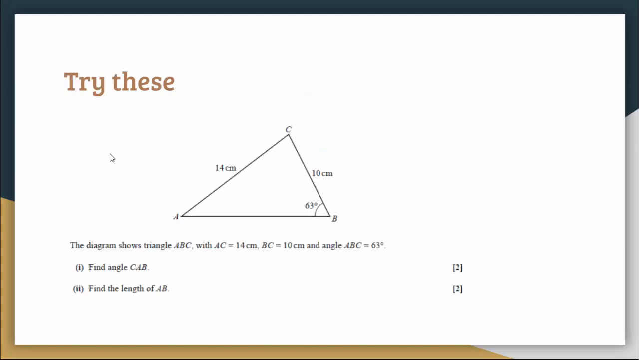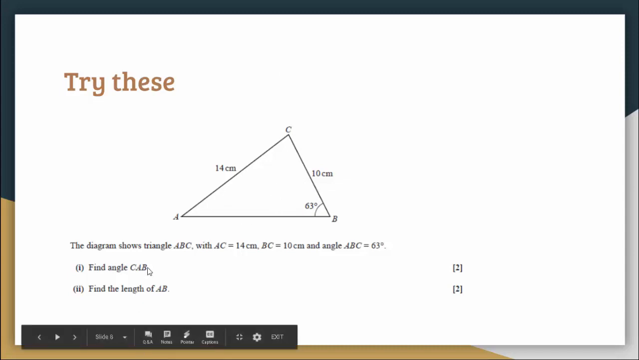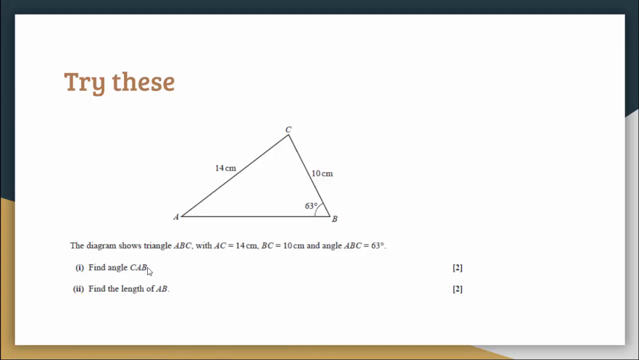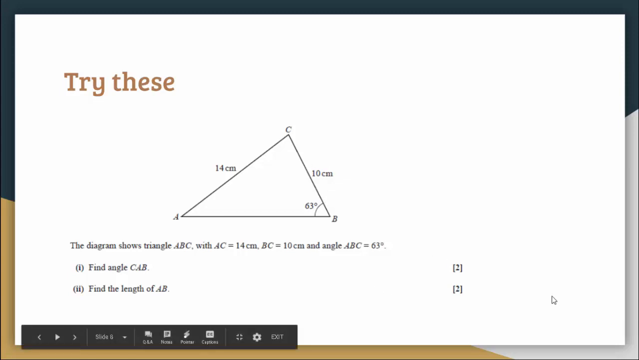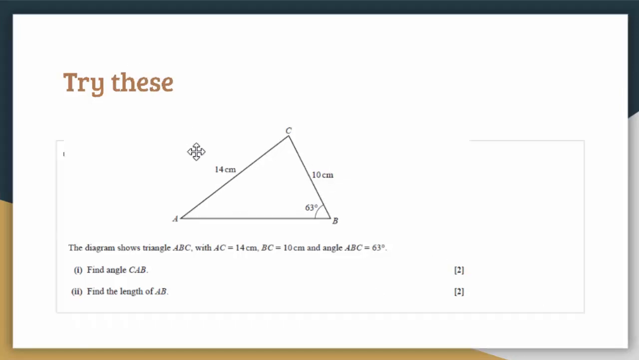So I've got a problem for you to try. It's from one of those practice papers, but you're working out CAB. So have a go, click pause and have a go, and I'll resume and show you my thought process behind it. Okay guys, so we want to work out the angle CAB. I'll be showing you my thought process with this problem.